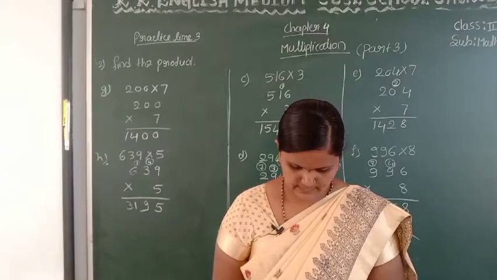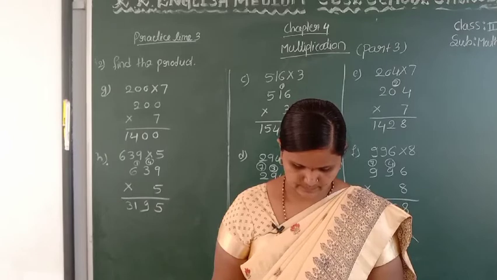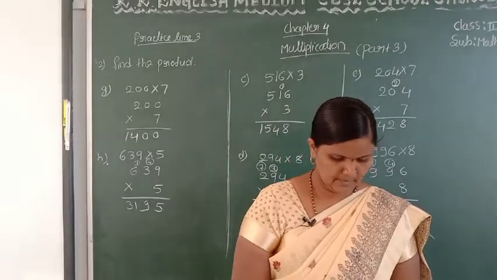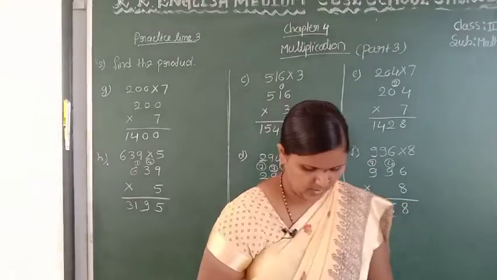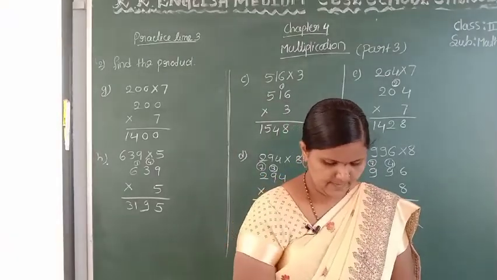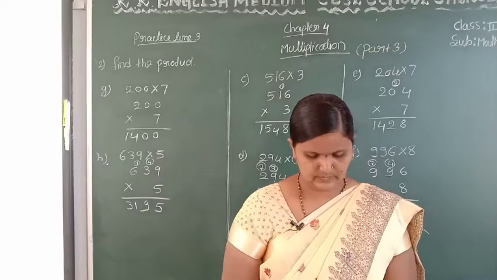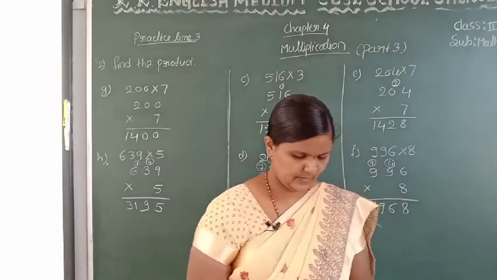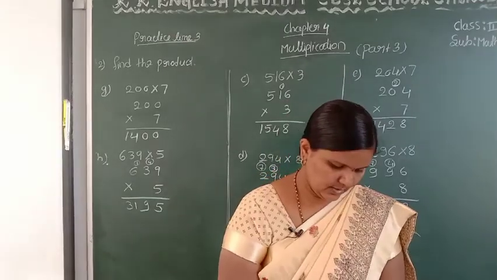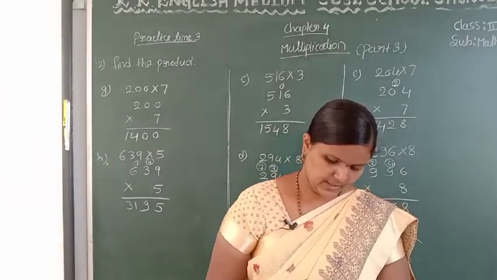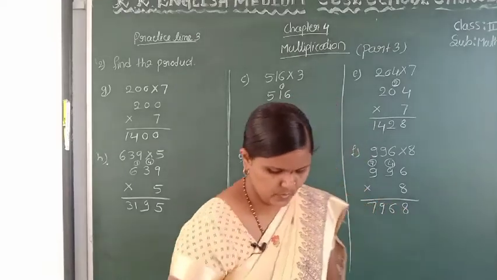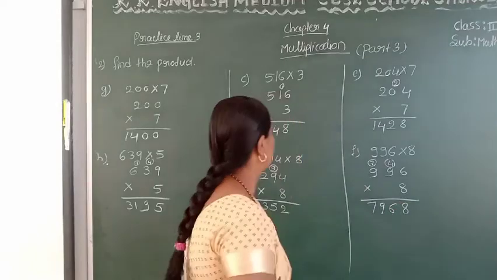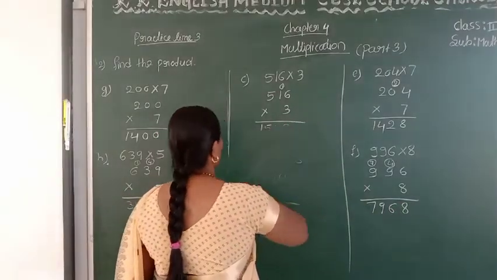Here complete your practice time 3. Now I will go through the practice time 4. Before going to practice time 4, here is multiplication of a 3-digit number by a 2-digit number. I will solve one example.